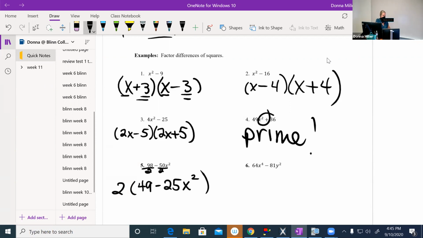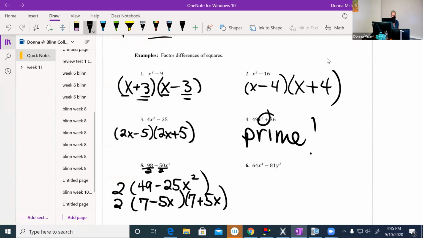Now that I took out a 2, look what I have. Now I have a difference of squares, right? So I just take the square roots. What's the square root of 49? 7. What's the square root of 25? Yeah, so it's 7 minus 5x, 7 plus 5x.